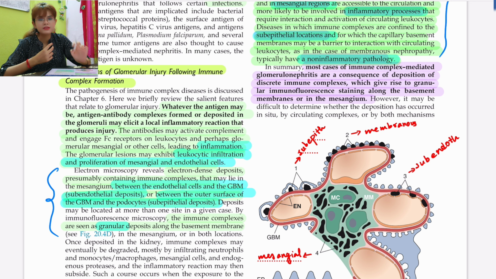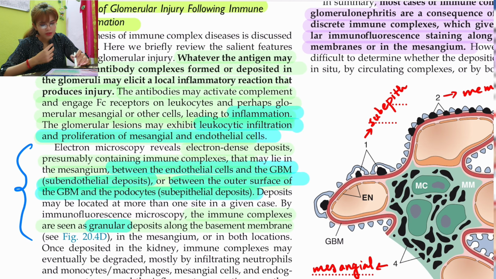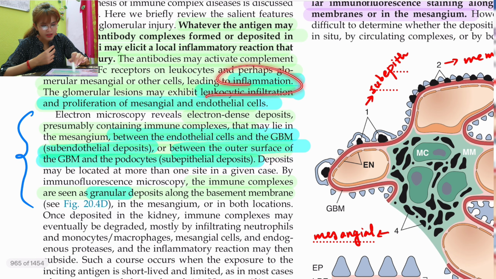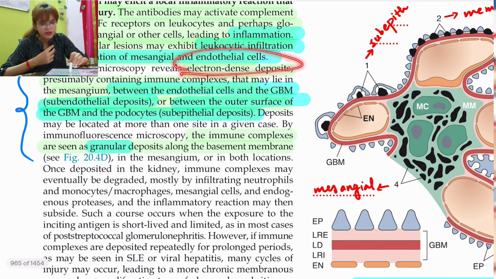When there is an immune complex formation or deposition, after that, how does the glomeruli get injured? So basically, whatever the antigen may be, this antigen antibody complex formed or deposited in the glomeruli may elicit a local inflammatory reaction that produces injury, and this leads to inflammation, right? So there is leukocytic infiltration and proliferation of the mesangial and endothelial cells. So this electron dense deposit may be deposited at three positions. Number one, between the endothelial cells and the GBM, which is the subendothelial deposit; between the outer surface of GBM and podocyte, which is the subepithelial deposit; and also in the mesangium, right?